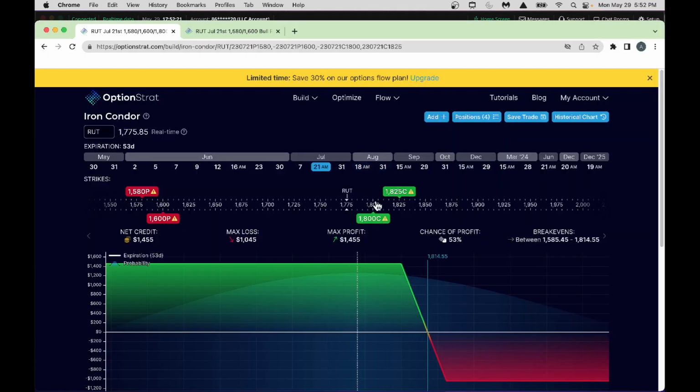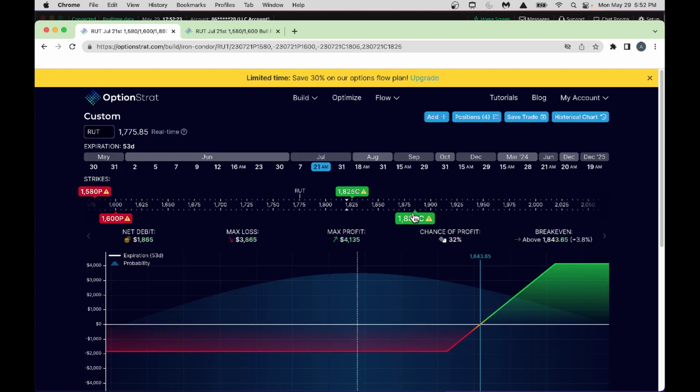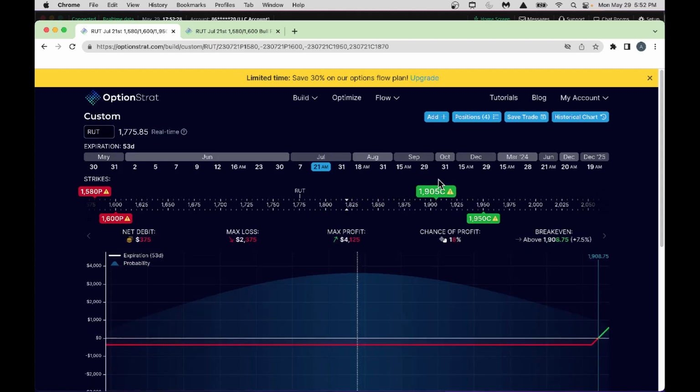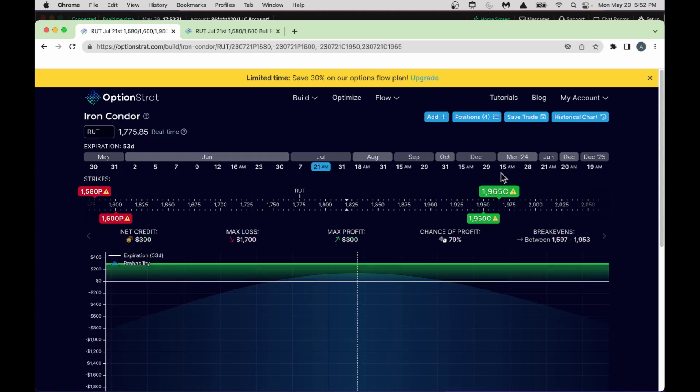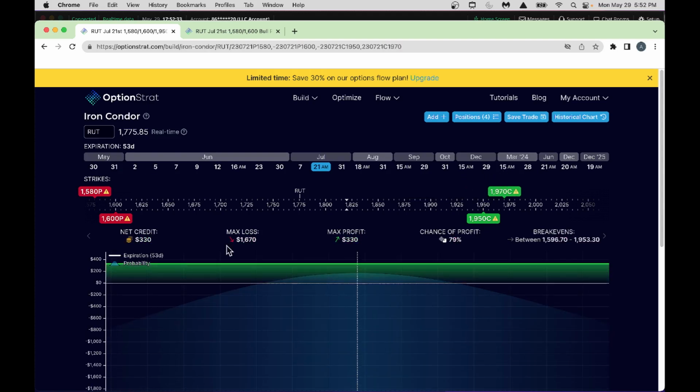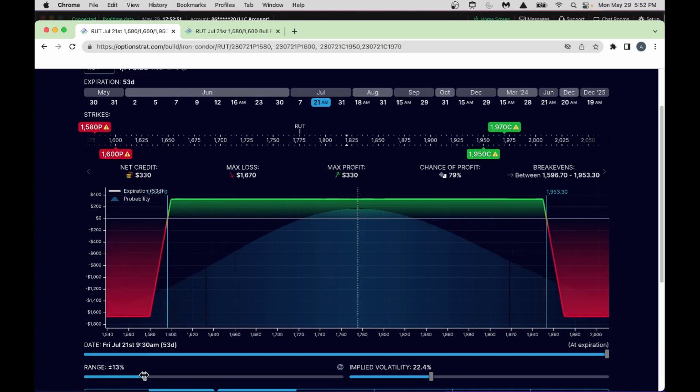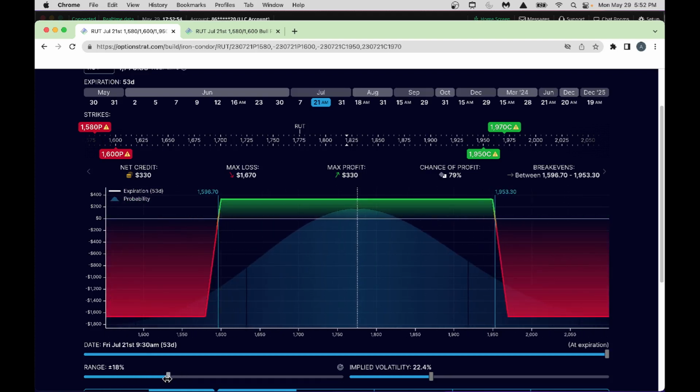Let's go all the way here. 1950 is where we are selling, and we are buying back 1970. That's our position, as you can see here. All right, look, we are making $330 as you can see here, and our chance of making profit is 79%. So just to contrast this with just the put spread, I will also make this a little bit better looking here just by pulling this a little bit. Look, that's my iron condor here. We have a nice balanced iron condor.